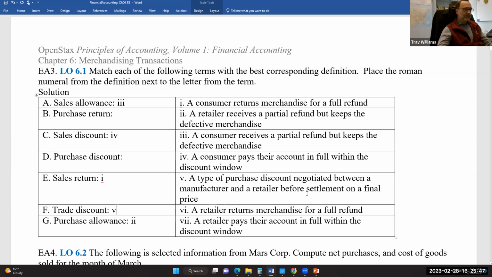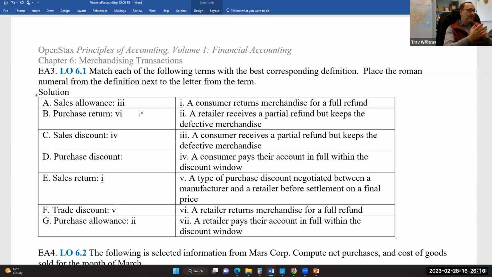Then we get to number 6, a retailer returns merchandise. Okay, so the retailer or the merchandiser must have been the purchaser if they're now returning the merchandise. And they're getting a full refund. So this would be a purchase return. So that goes here under B.